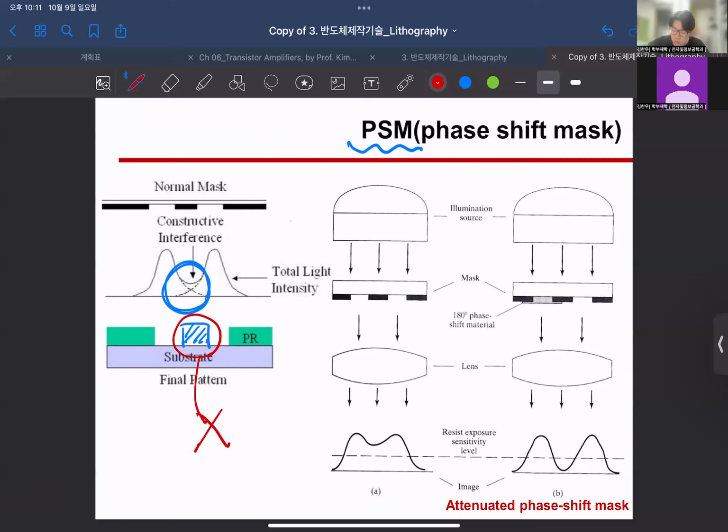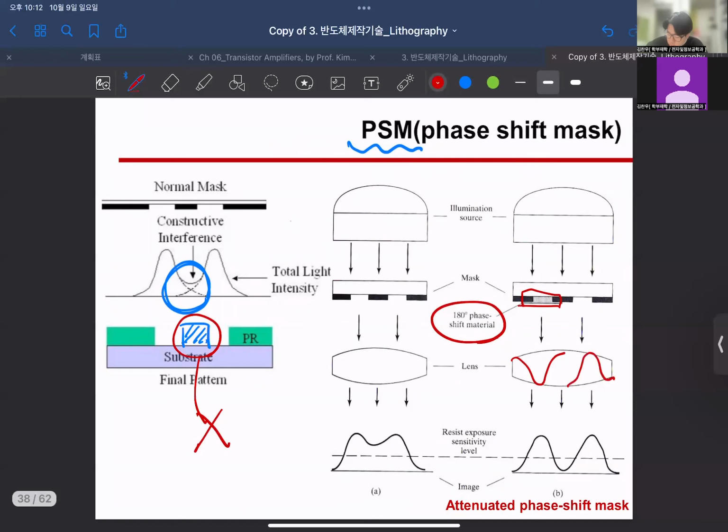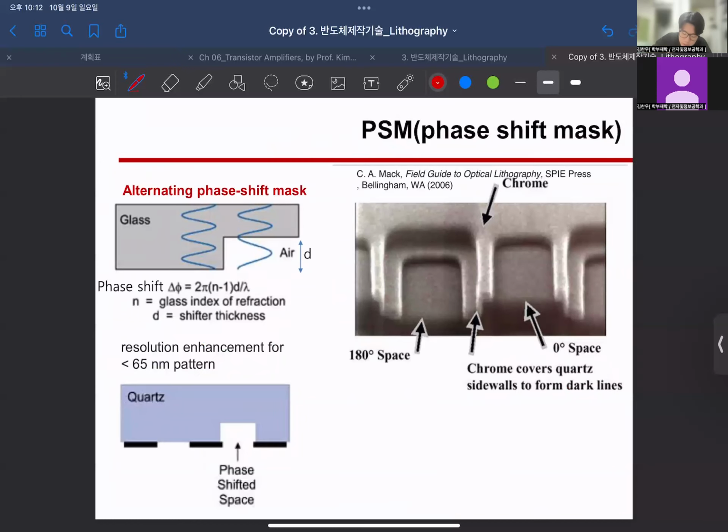So we use a 180 degree phase shift material in one of the slits to remove the constructive interference. So the pattern could maybe look like this on one side and this on the other side, making the destructive interference. So this is the attenuated phase shift mask, and one of the other ways that we use is the alternating phase shift mask, which makes a depth difference between the glasses.